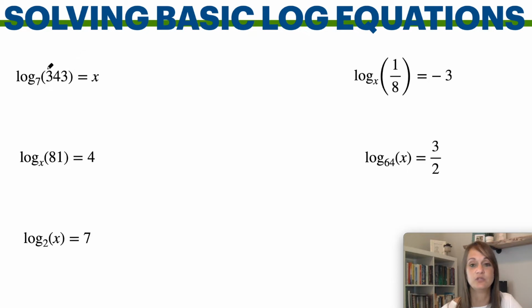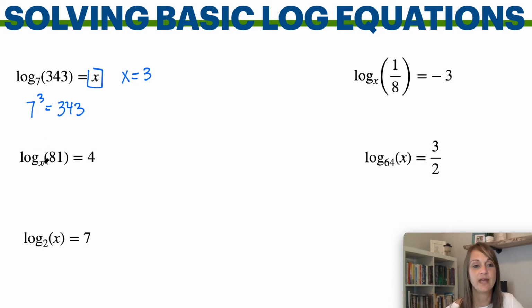Now in this case, we do not have to rewrite it as an exponential function because we have already solved for x. So we actually can just use the calculator and take log base 7 of 343, and we actually get the number 3, because 7 to the 3rd power is 343.